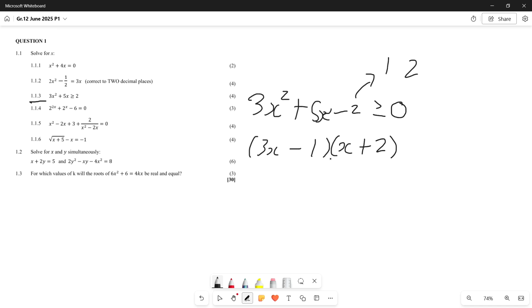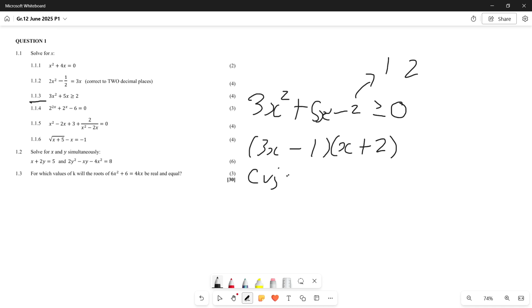So if we were to re-FOIL this, this would give us a positive 5x over here. The fact that it's -1 over here and positive 2 over here, those 2 times together give us a -2, and all these numbers will take care of themselves. At this stage, we are good to go. If we needed to double check, we could just FOIL it and solve from there, but at this stage, we do not have to.